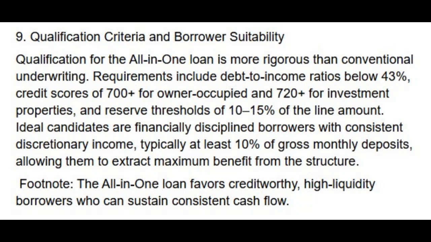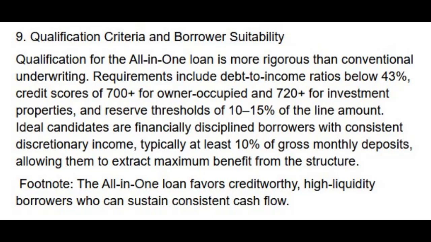9. Qualification criteria and borrower suitability. Qualification for the all-in-one loan is more rigorous than conventional underwriting. Requirements include debt-to-income ratios below 43%, credit scores of 700 plus for owner-occupied and 720 plus for investment properties, and reserve thresholds of 10 to 15% of the line amount.